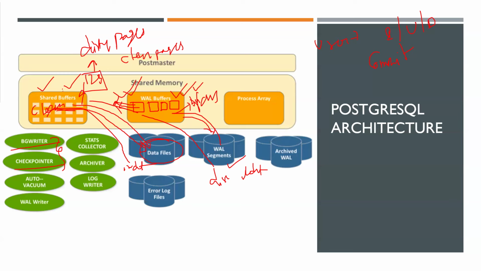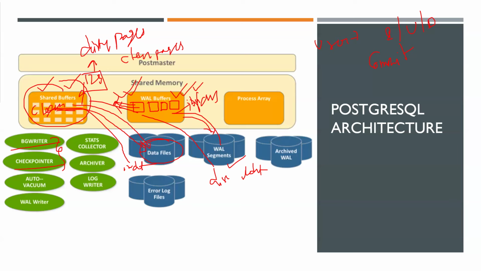Now everyone is clear about this shared buffer. Shared buffer is like a data cache, and who is moving the data from the data cache to the data file? Either the background writer or the checkpoint. Forget about frequency and all this stuff, sir. We'll see in the upcoming sessions.